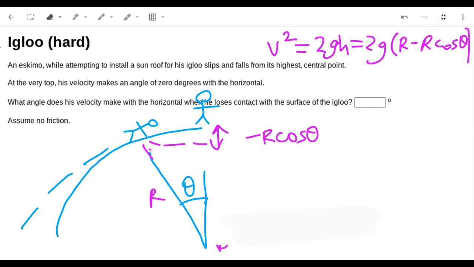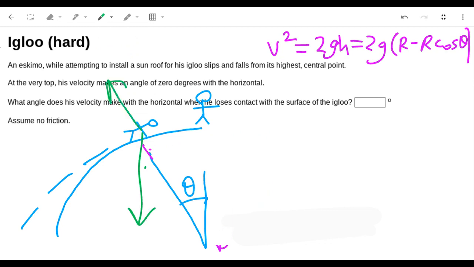Next thing is to look at the forces. So he'll have his weight, which is acting down, and he'll have the normal reaction from the surface of the igloo. As he starts to lose contact, the normal reaction will become zero. So essentially we're looking for the point where he's still moving in a circle, but with only the radial component of his weight.